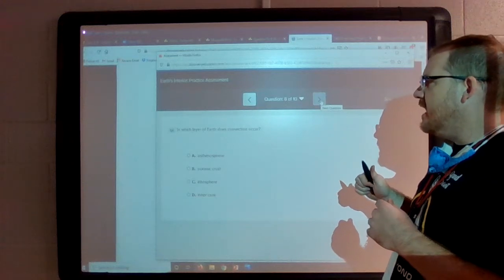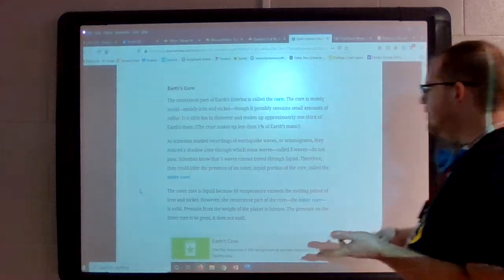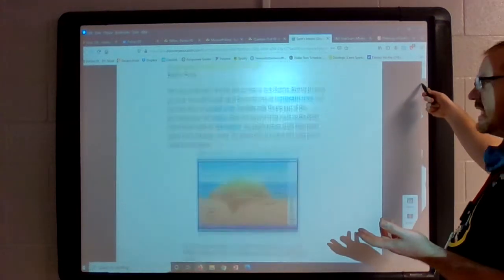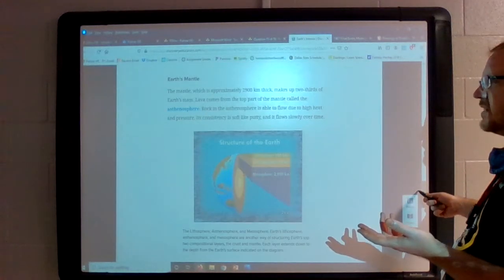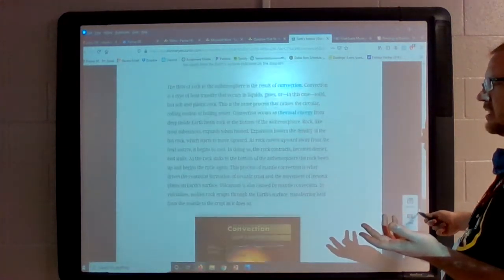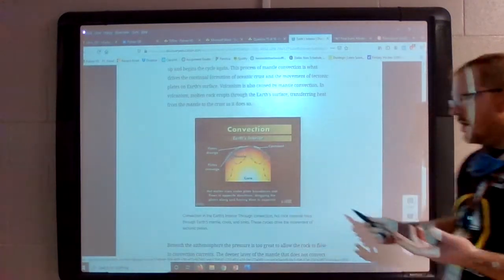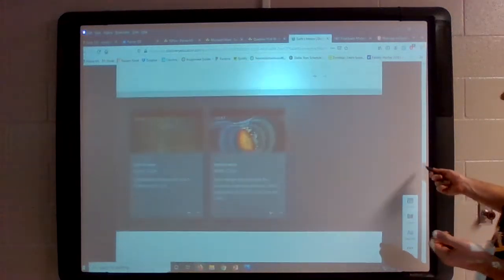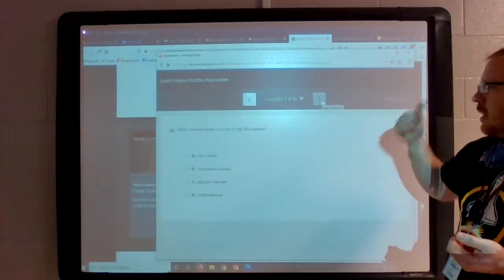Number six, in which layer of Earth does convection occur? So again, go back to the different sections here and see where you see them talk about convection. It's probably going to be down here in the mantle. They do a little bit of talking about convection. You can see the picture here where they talk about convection. And so see what answer best fits the mantle here.